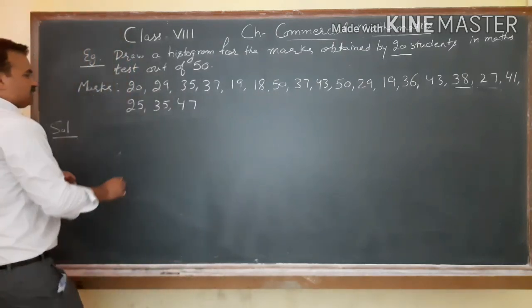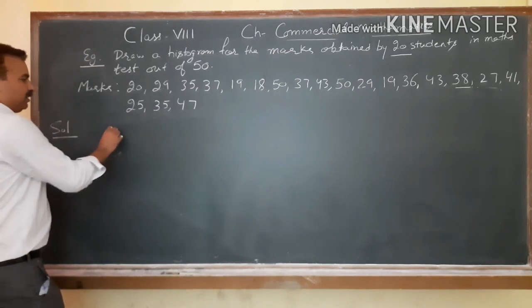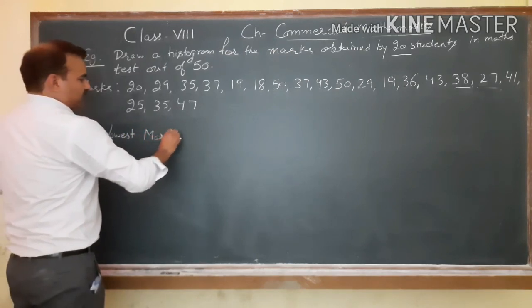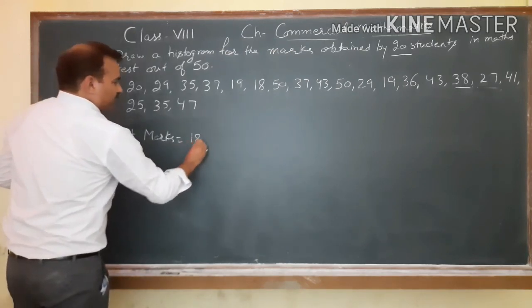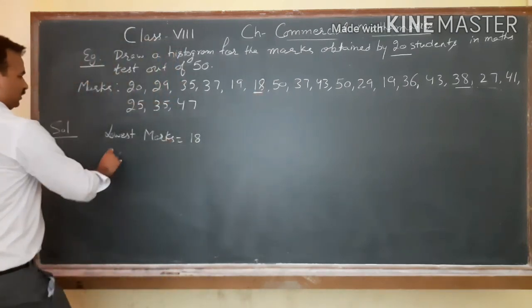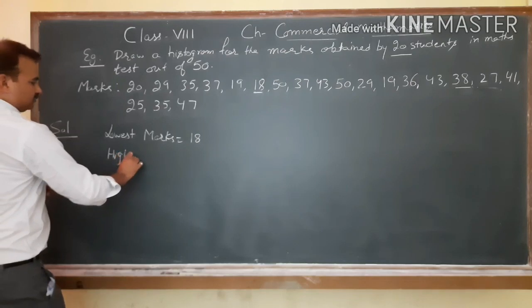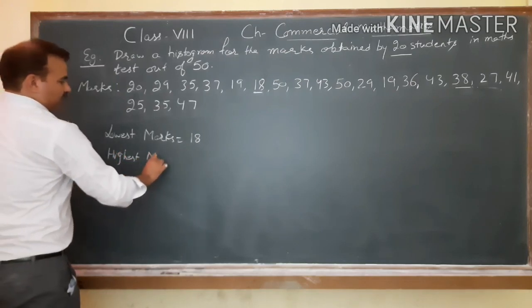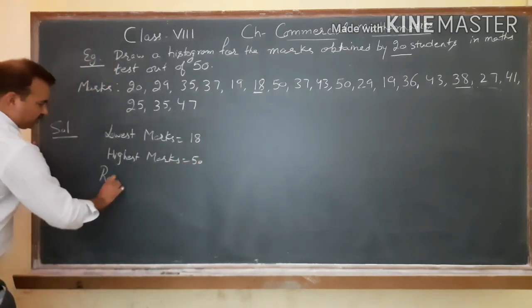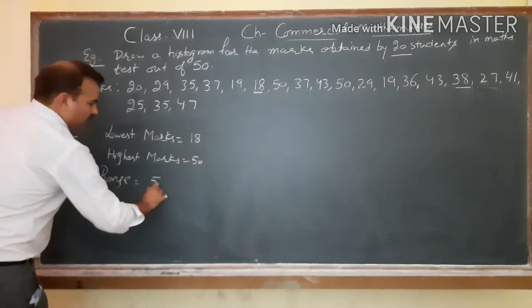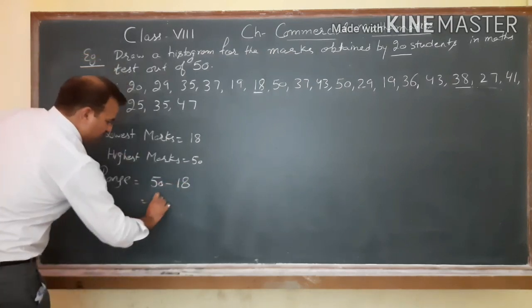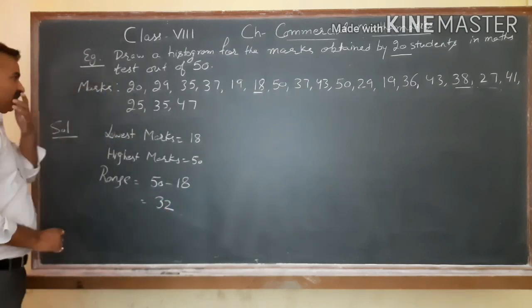Now the very first thing is we have to write the lowest value, that is the lowest marks. What is the lowest marks? That is 18. Next is the highest marks, that is 50. So what is the range? Range is equal to highest marks minus lowest mark, that is 50 minus 18, which is equal to 32.